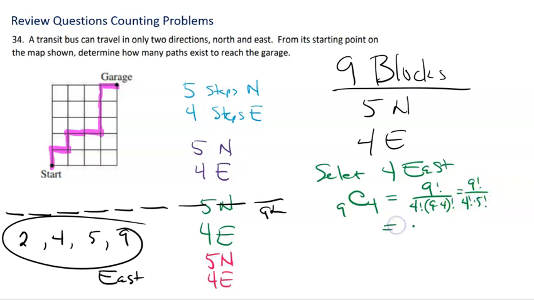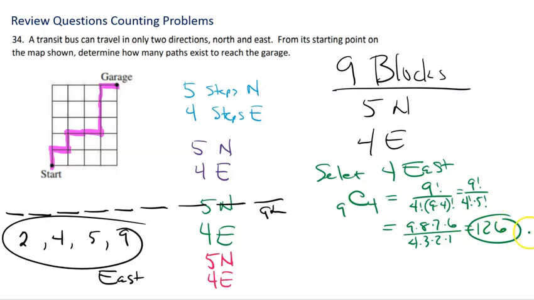Then you know what we should do, right? 9 times 8 times 7 times 6. I don't write 5 factorial because it's going to cancel. Divided by 4 times 3 times 2 times 1. Let's see what we get there. So 9 times 8 times 7 times 6 gives me 3,024, divided by the parentheses 4 times 3 times 2 times 1. Close out the parentheses, and I've got 126 different ways I could pick east.